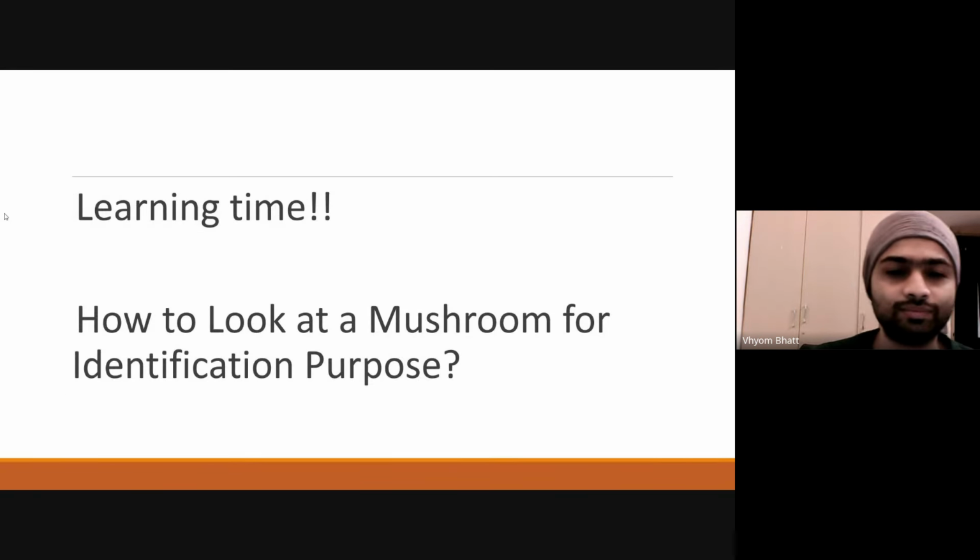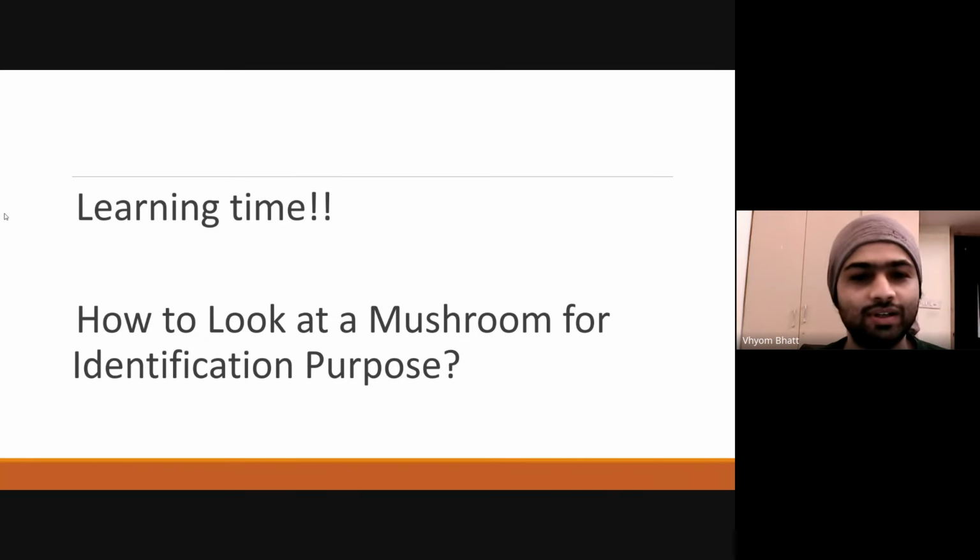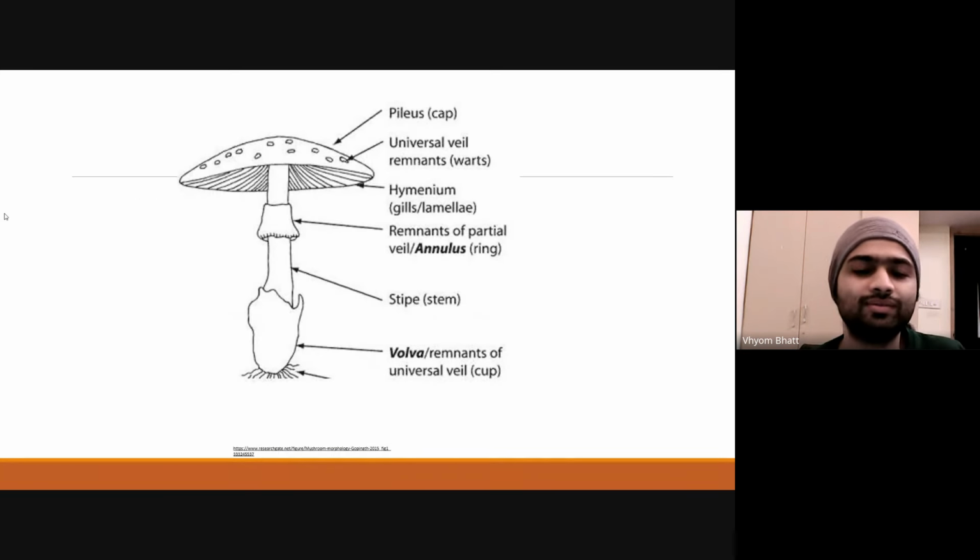So let's get into it. We are very much used to labeling diagrams ever since school. So let's understand how you label a mushroom. It has a pileus or a cap. Pileus is again an advanced word, so I will be using cap for this presentation. Whenever I say cap, it means the top part of the mushroom, which we generally see.